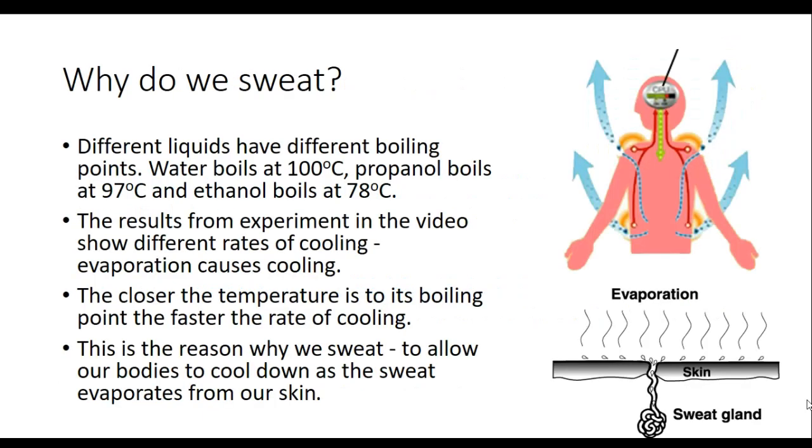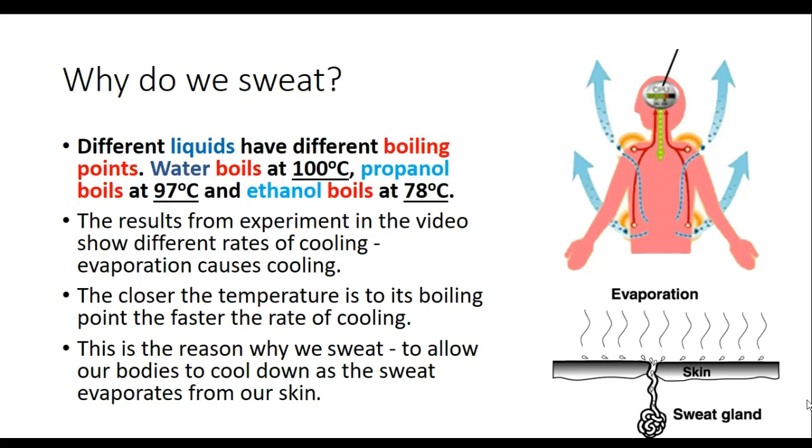Now we are going to talk a bit about parts of the video and then also looking at why we sweat, because that links into the evaporation to do with our bodies. So different liquids have different boiling points, as we've already spoken about. Water, propanol and ethanol all have different boiling points. Water has the highest boiling point, then propanol, then ethanol. Okay, ethanol has the lowest.